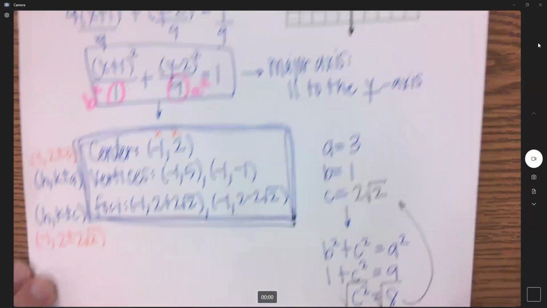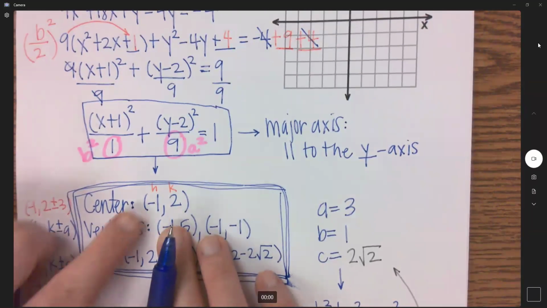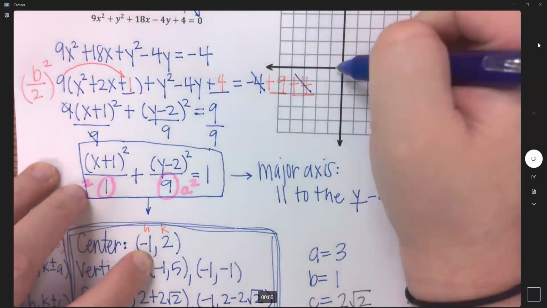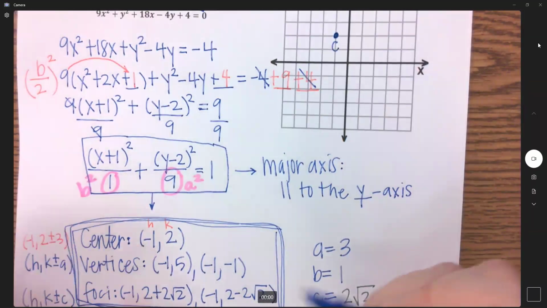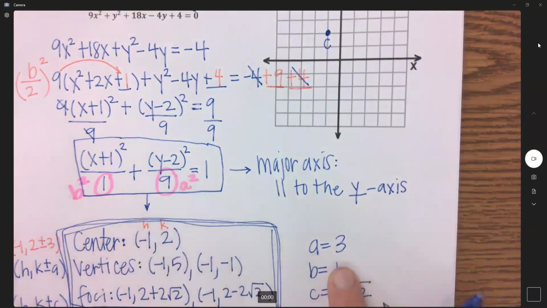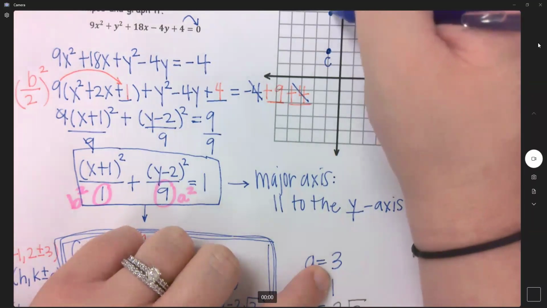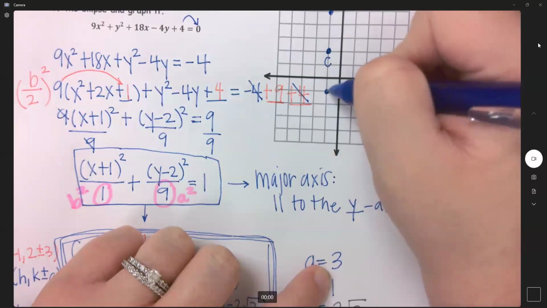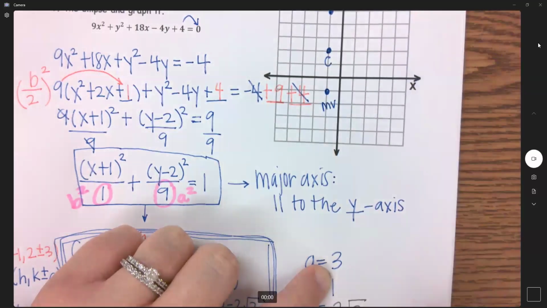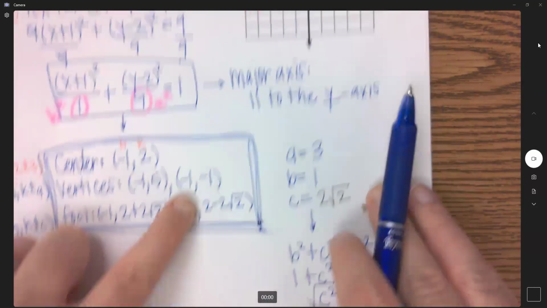So those are the 3 questions it asks for. Now we can graph it. I personally like to use the graph to find these points too, starting with my center at (-1, 2). Then I use my a, and because I know it is parallel to the y-axis, I go 1, 2, 3 units up for my major vertex and 3 units down for my second major vertex, which are at (-1, 5) and (-1, -1), which we also got.